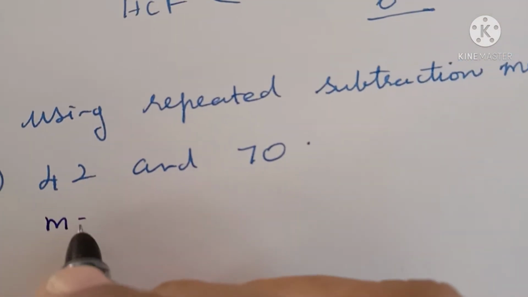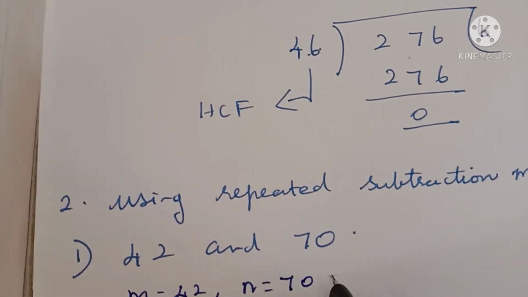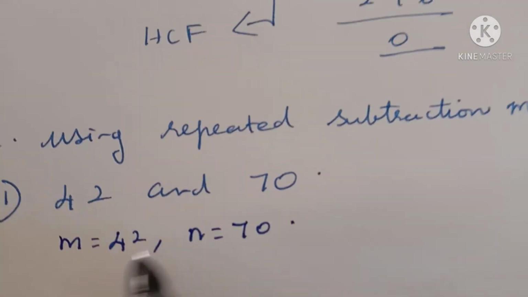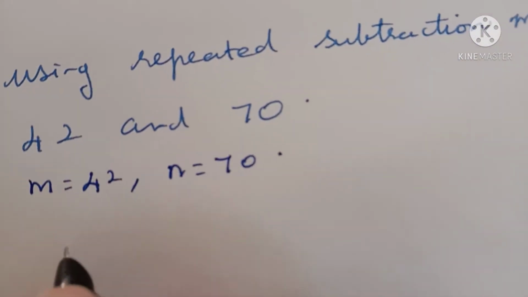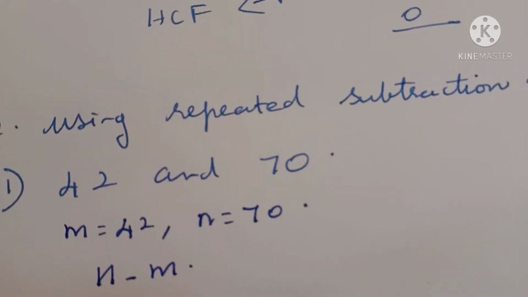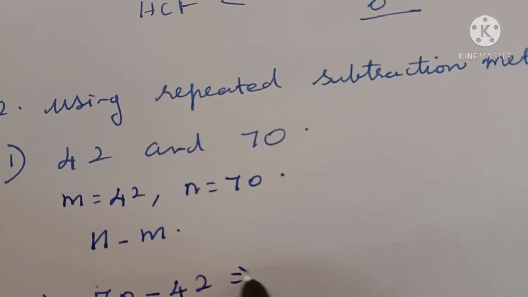So your question is, using the repeated subtraction method, find the HCF of m equal to 42 and n equal to 70. So if you see here, n is greater than m. So subtract n minus m, which is equal to 70 minus 42.